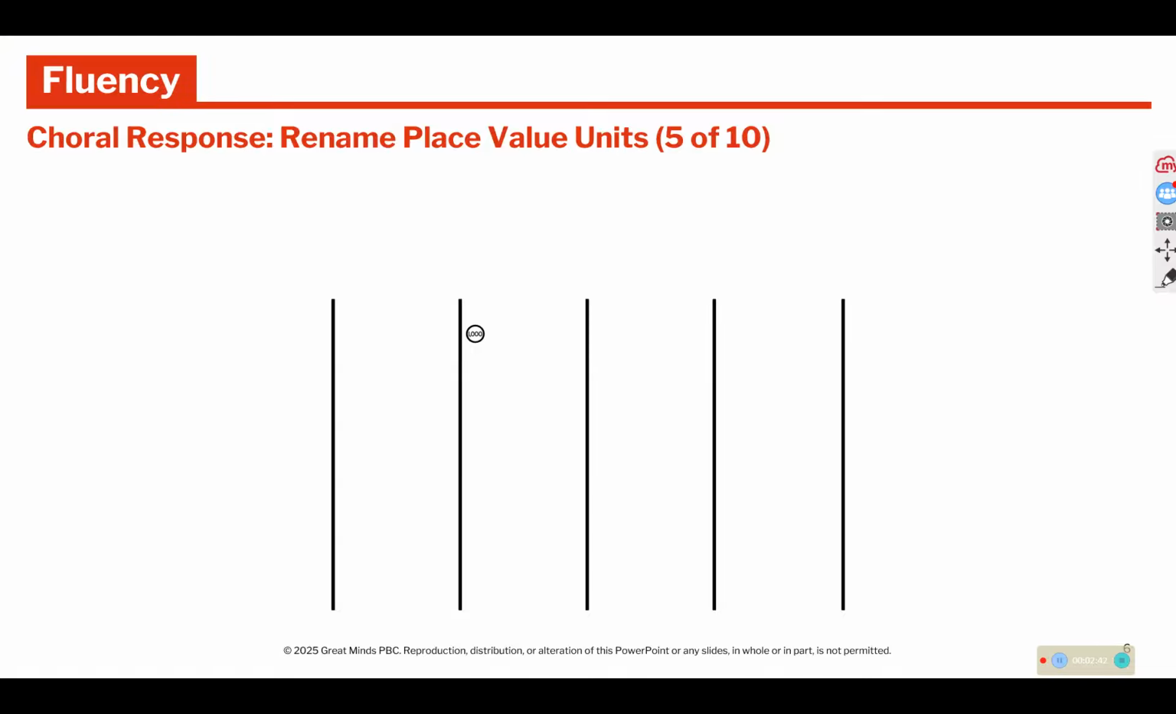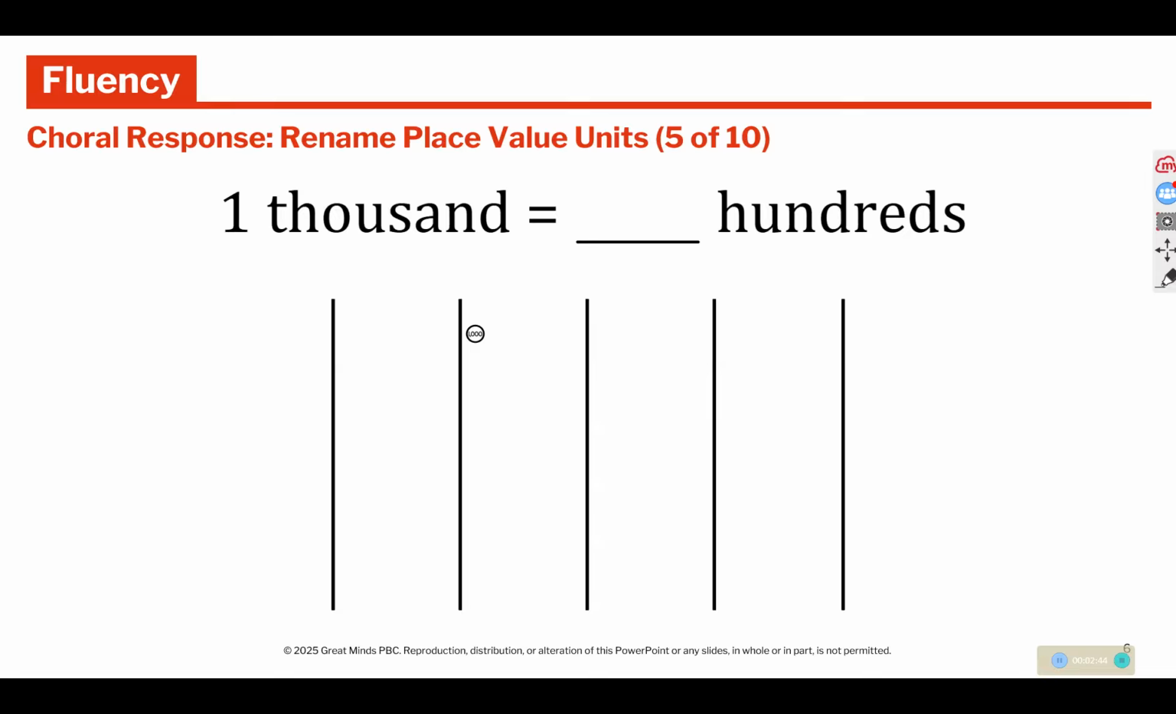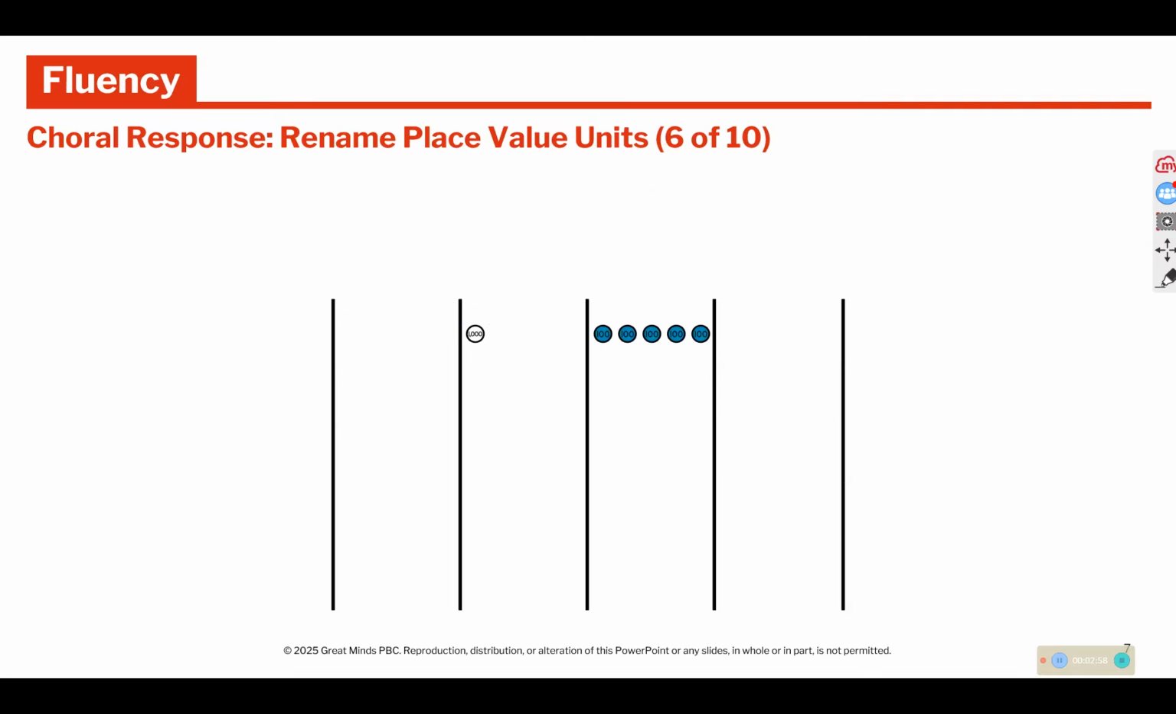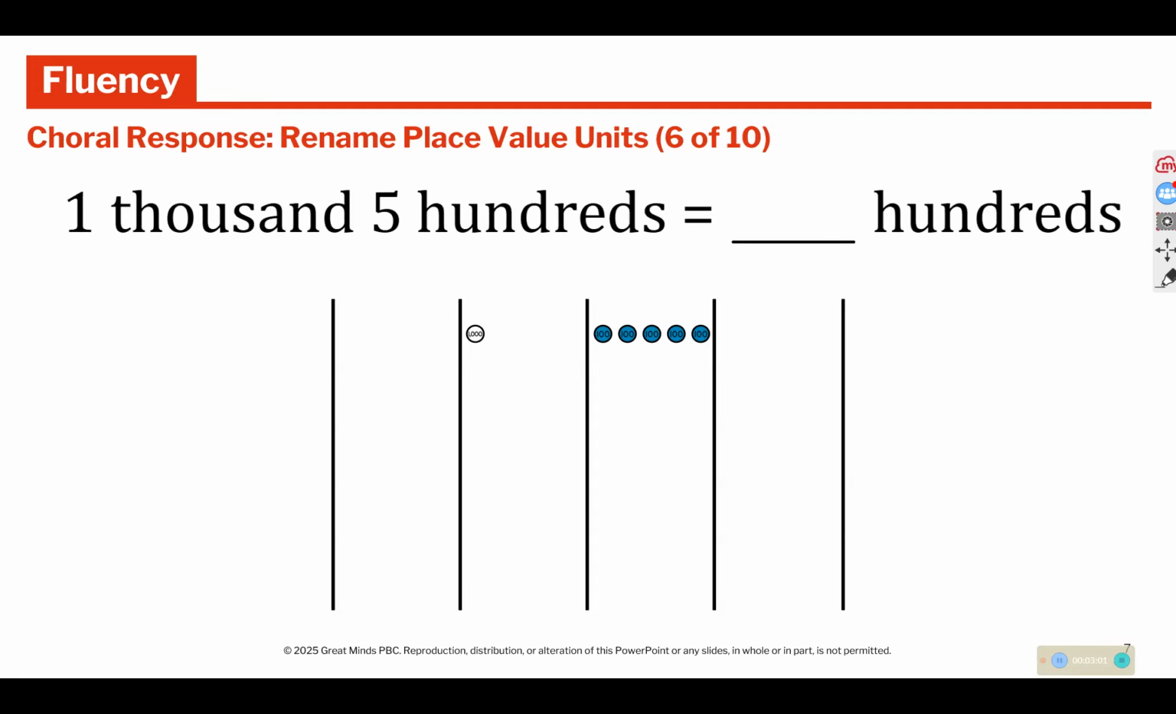Next, this is 1,000. 1,000 is equal to how many hundreds? Provide your answer on the count of 3. 1, 2, 3. Next, 1,500 is equal to blank hundreds. 1, 2, 3. 15 hundreds. 1,000 is 10 hundreds, and there were already 5 hundreds.